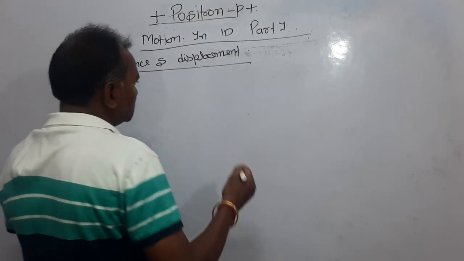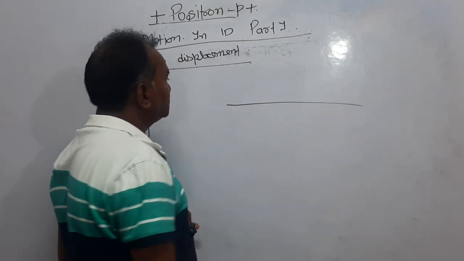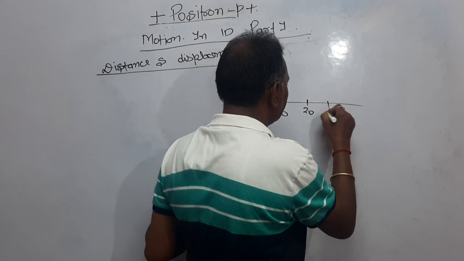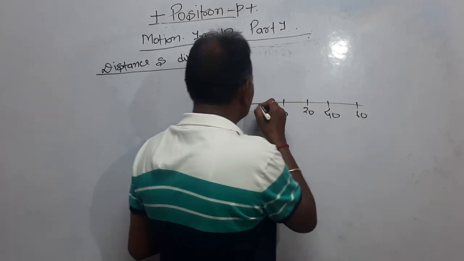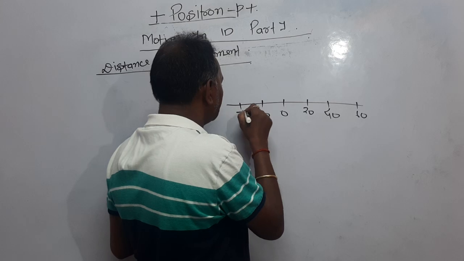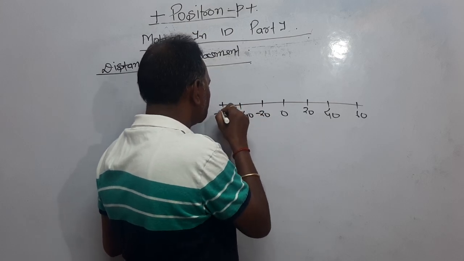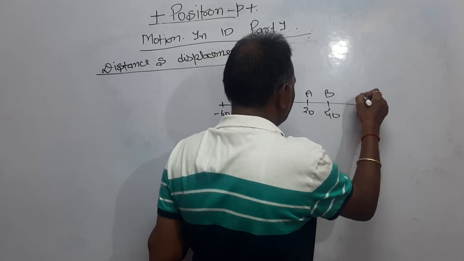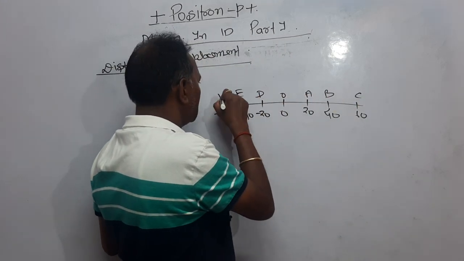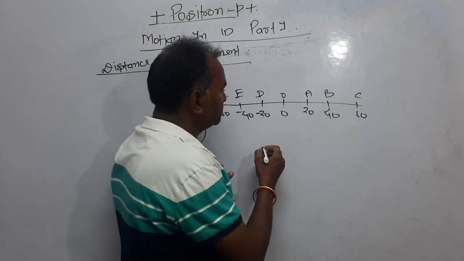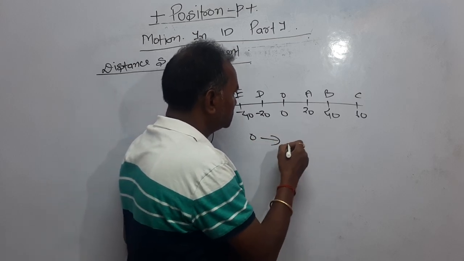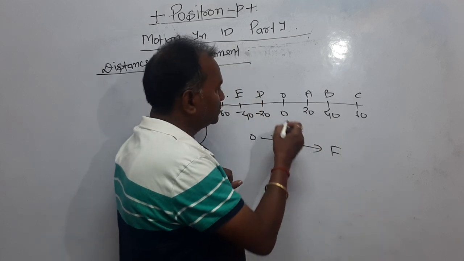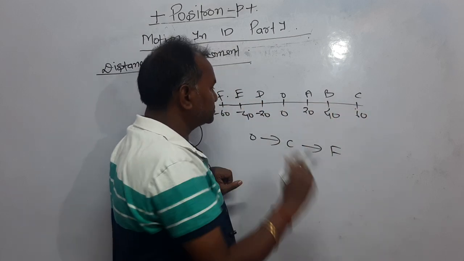Distance, this is in one dimension. This is the origin, this is 20, this is 40, this is 60, this is minus 20, minus 40 and minus 60. Let the names of these points be O, A, B, C, D, E, F. Let a particle move from O to C and then come to F. It goes from O to C and then comes to F.